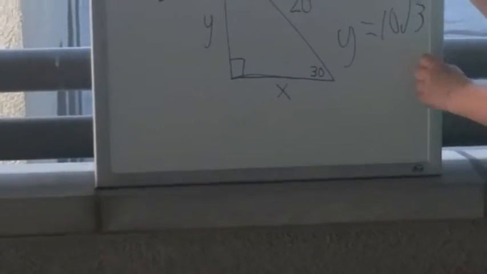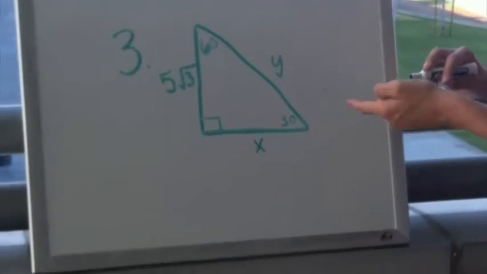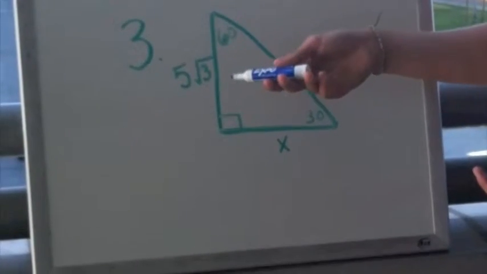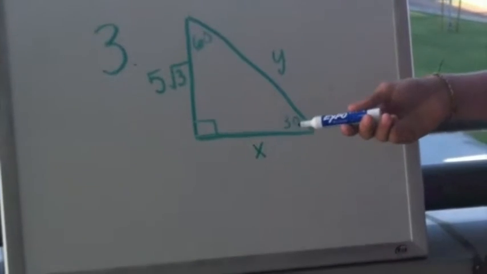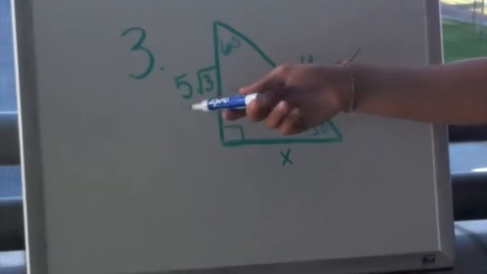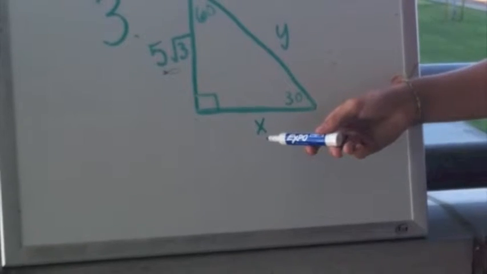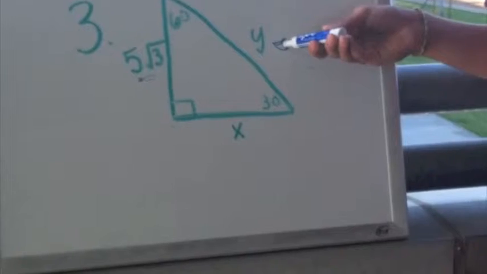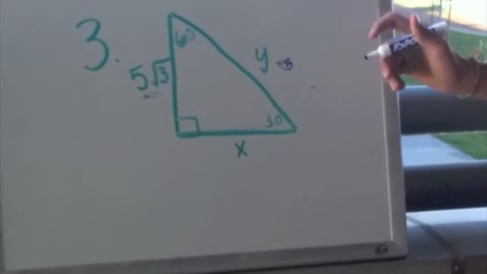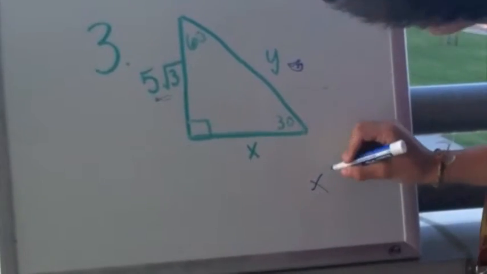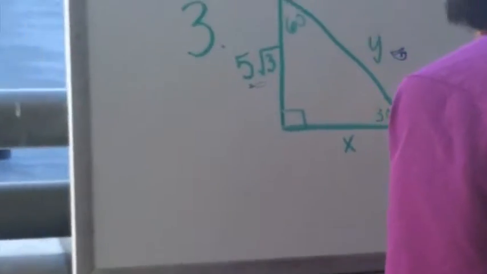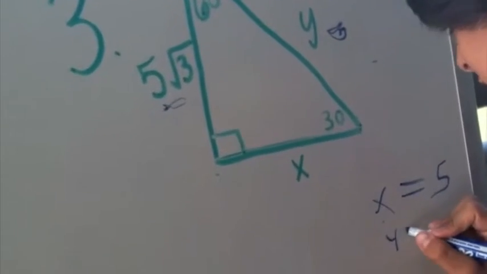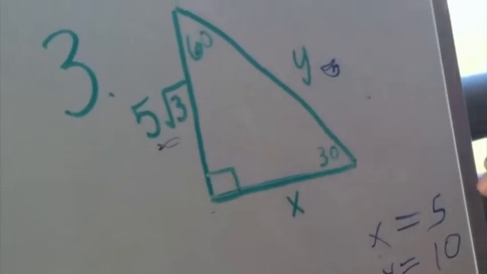Alright, this is a 30, 60, 90 triangle, and we have a side length of 5 radical 3. So to find the rest of the side lengths, you would simply take the 5 and make that x, so x would equal 5, and then for y you would double the 5 and make 10. So x equals 5 and y equals 10.